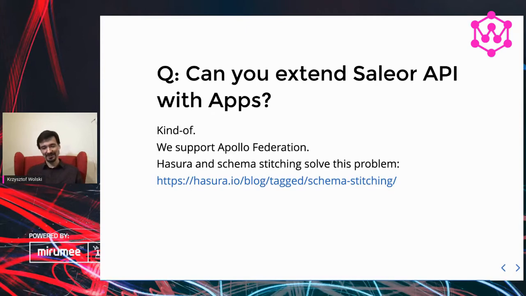So this question was asked earlier, if we can extend the API. Here's Apollo Federation, which would allow that. And you can also choose Hasura for schema stitching to solve this problem. I recommend their blog. They have nice posts about how to pull it off.